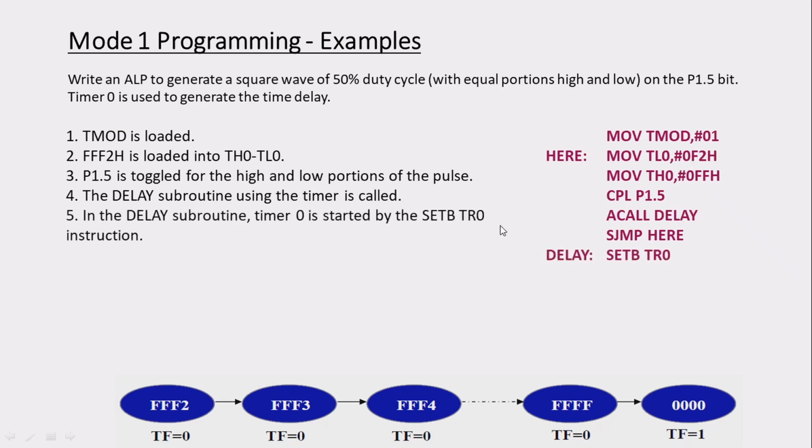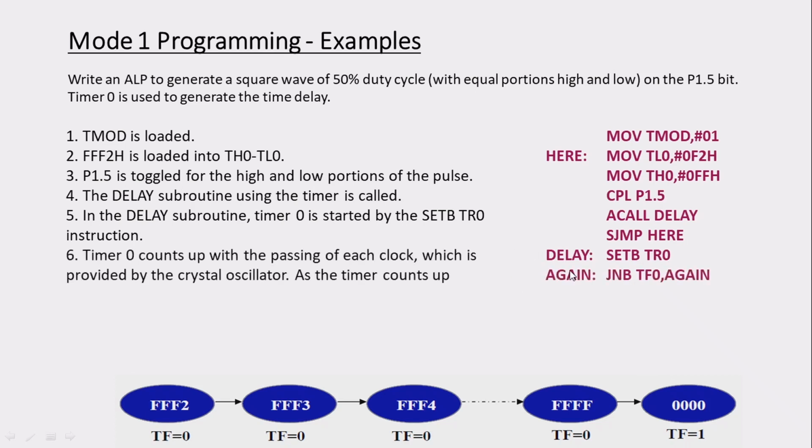In the delay program, first I need to start my timer, and then I should keep on checking my TF flag. Here we have started the timer by using SETB TR0, and then I'll be using the instruction JNB TF0, again. So this will be in a loop until my TF goes high. Once TF goes high, it will come out of this loop.